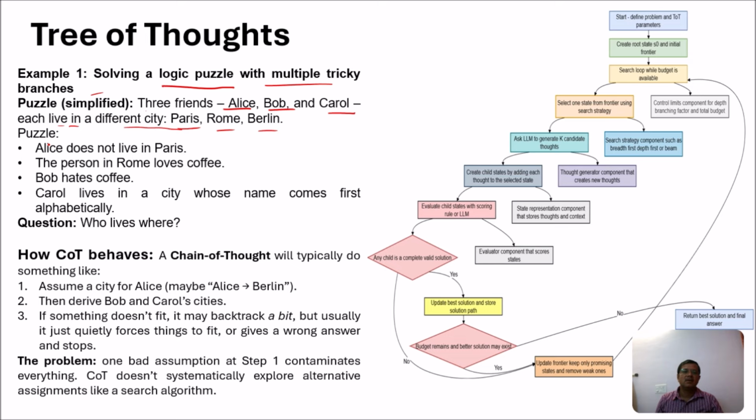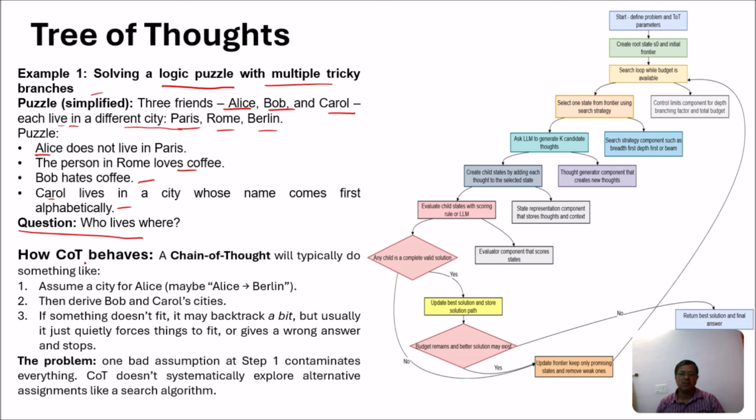It means they are not living in the same city, but they are friends. So the puzzle conditions are like: Alice does not live in Paris. The person living in Rome loves coffee. Bob hates coffee. Carol lives in a city whose name comes first alphabetically. Now the question is who lives where?